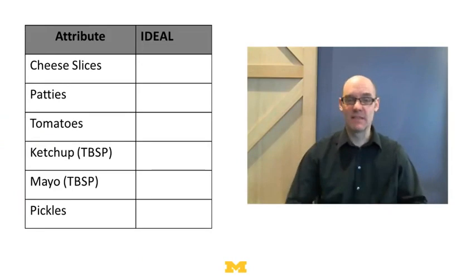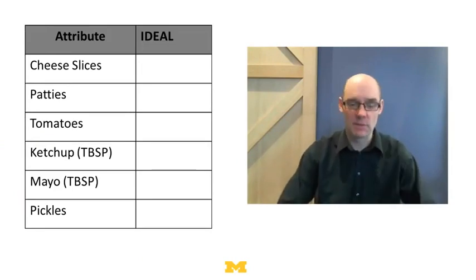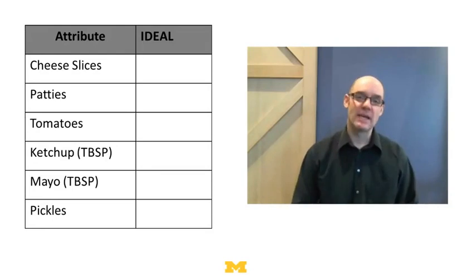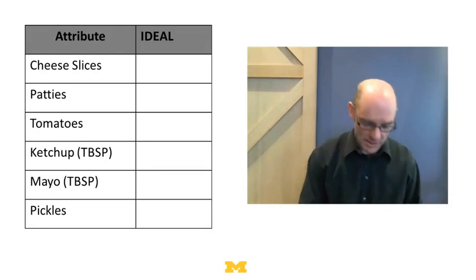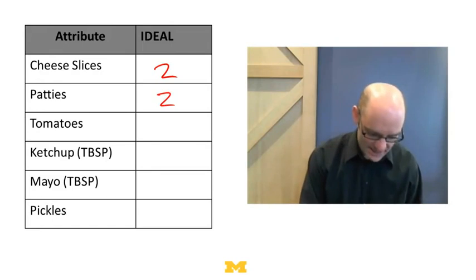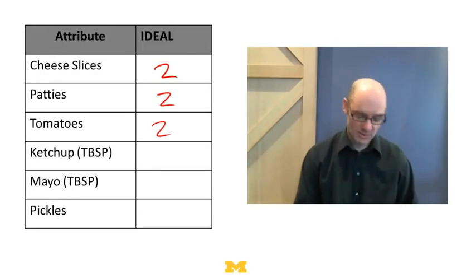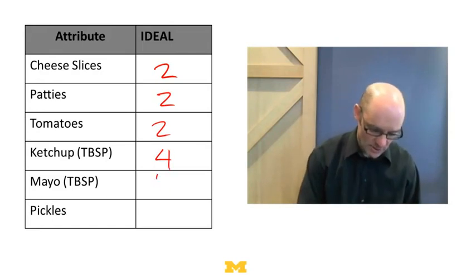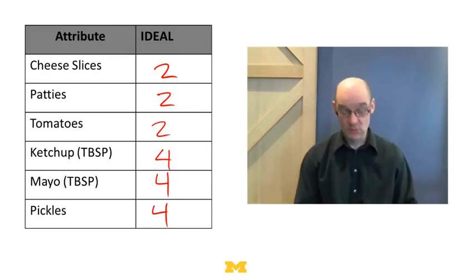Okay, so let's do this in a fun example in terms of getting a burger. I like burgers, a lot of people like burgers. And we can think of, what's my ideal burger? Well, my ideal burger might have 2 pieces of cheese, and it might have 2 patties and 2 tomatoes. And also some ketchup. Let's say 4 tablespoons of ketchup, 4 tablespoons of mayo, and I'm a pickle guy, 4 pickles. So this is my ideal burger.